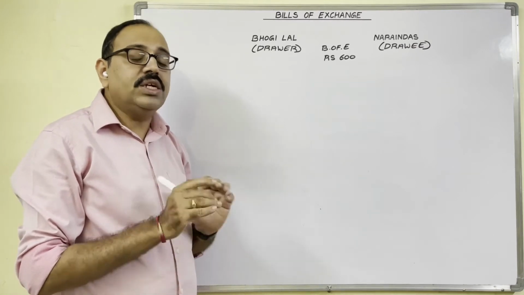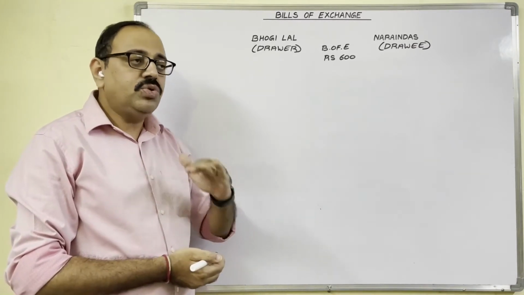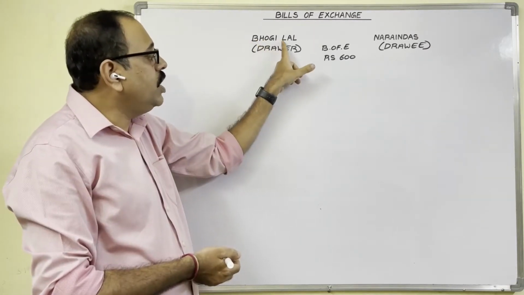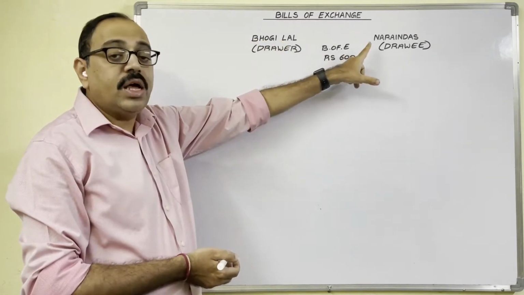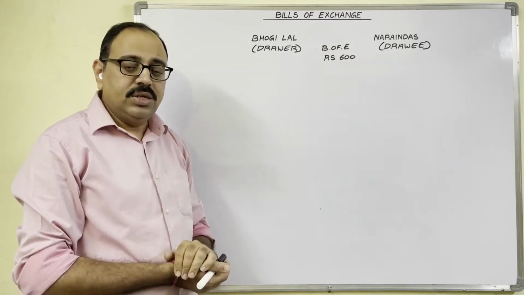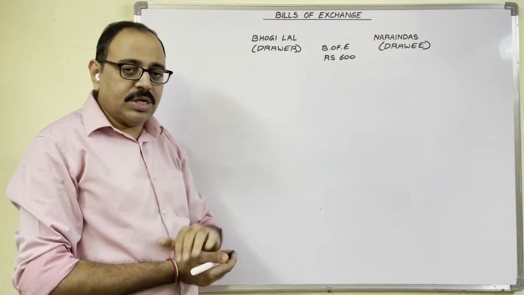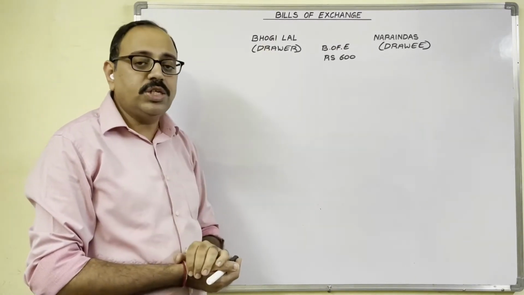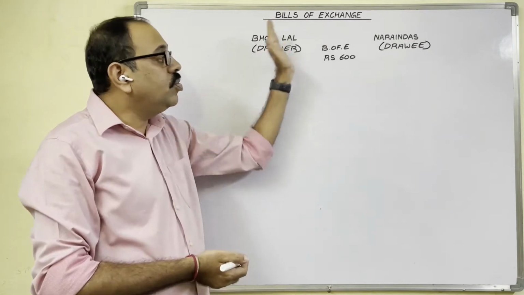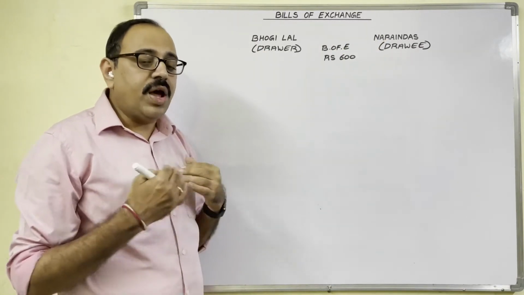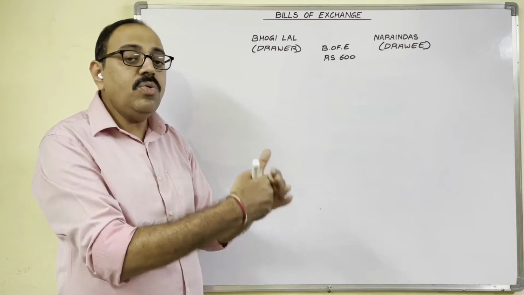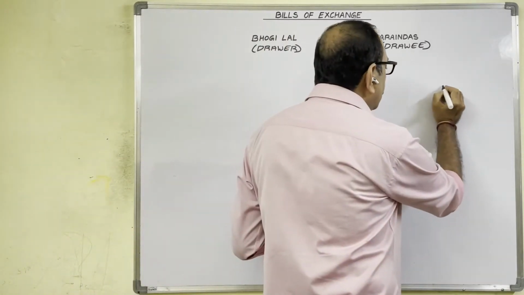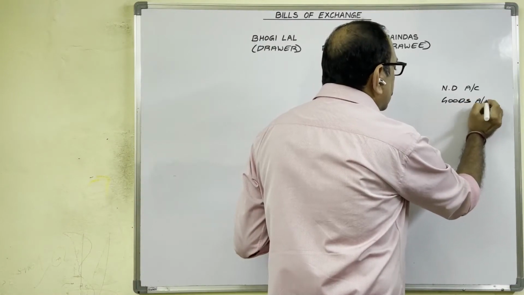If you want to write the journal entry for this, first we should see what happened earlier. Suppose Bhogi Lal sold goods to Narayan Das for 600 on credit. Assume the credit period is 3 months. First, for this credit sale, we should see what the entry is in Bhogi Lal's books. He sold goods to Narayan Das, so from Bhogi Lal, goods are going to Narayan Das. Two accounts are there: Narayan Das account and goods account.